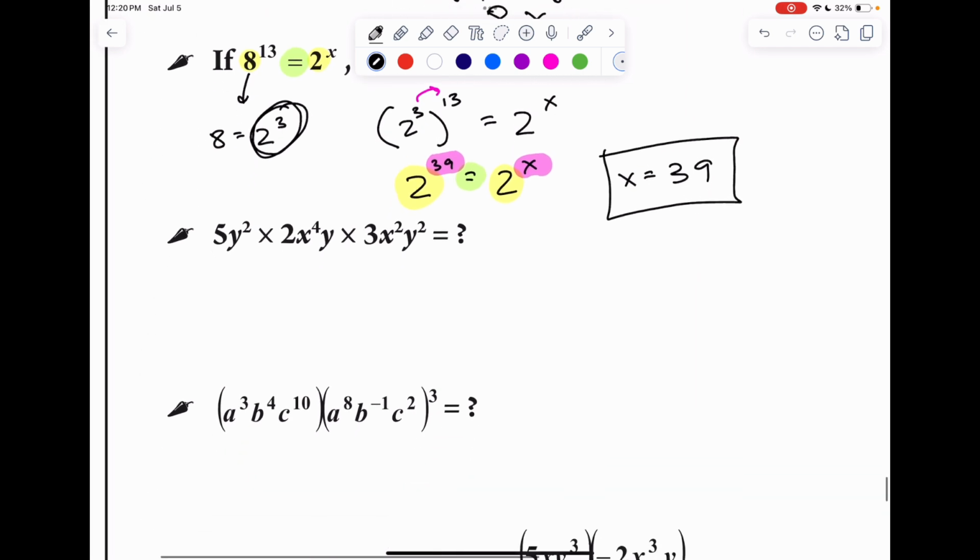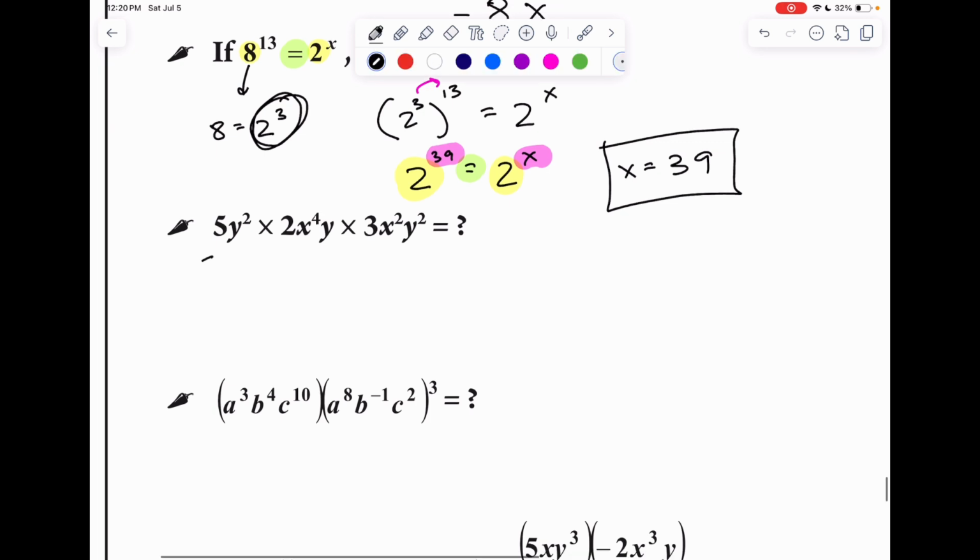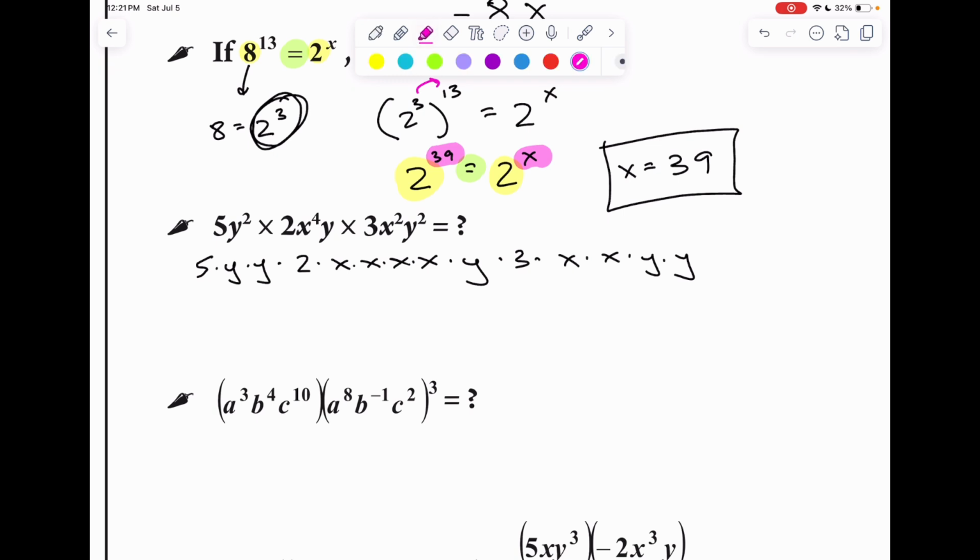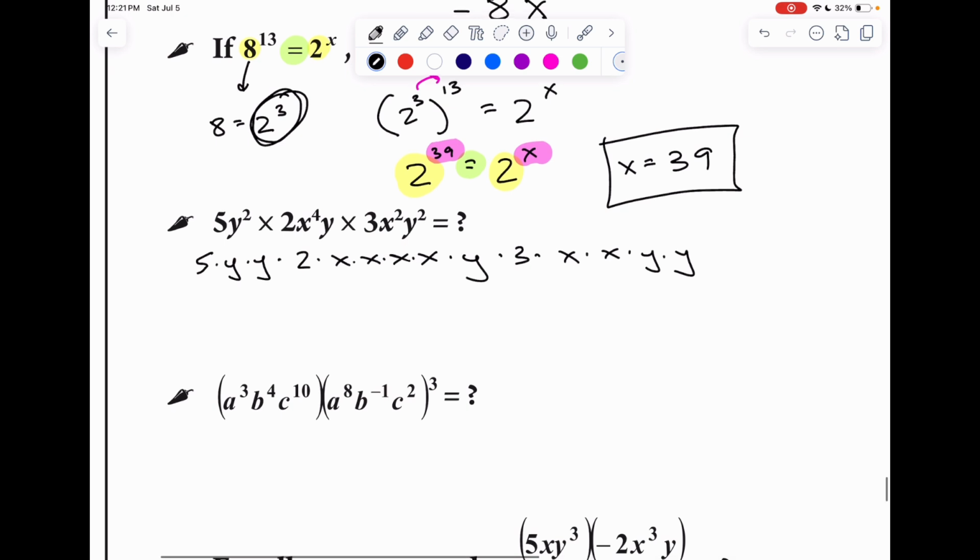Now this next one gets a lot of people because it's kind of intense. It's just a bunch of things multiplied together. But if you think about this, this is just 5 times y times 2 times 1, 2, 3, 4 x's times y times 3 times x times y, right? So let's just collect it. Because of the commutative property of multiplication, it says I can multiply anything in whatever order I want. 2 times 3 is the same as 3 times 2. So I can take my numbers and put them first. 5 times 2 times 3. I can put all my x's next.